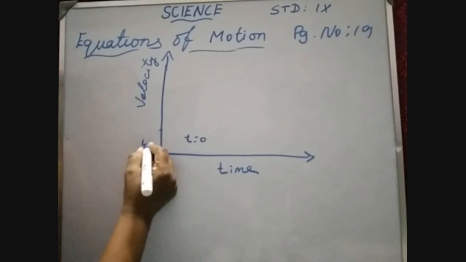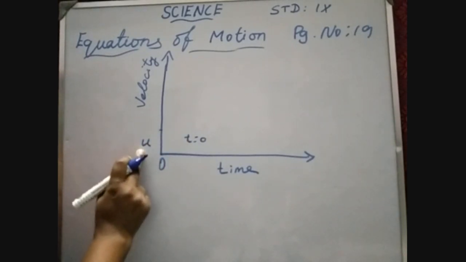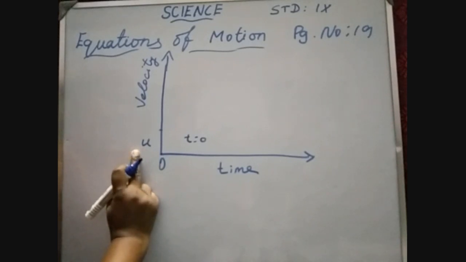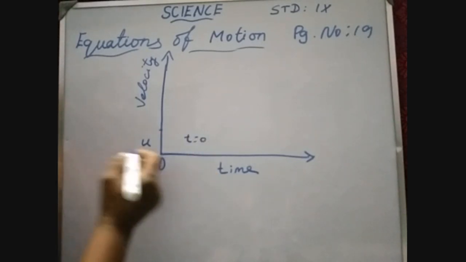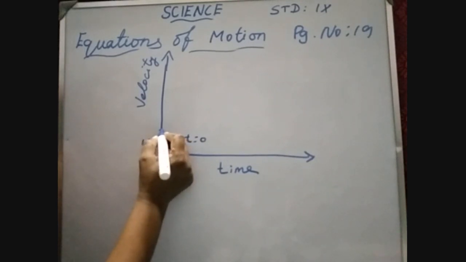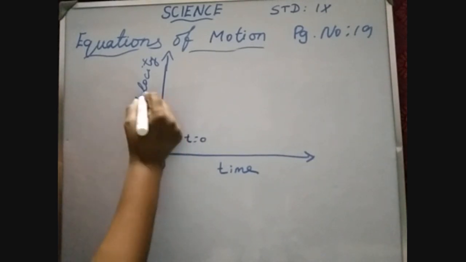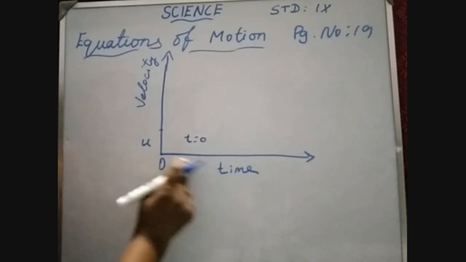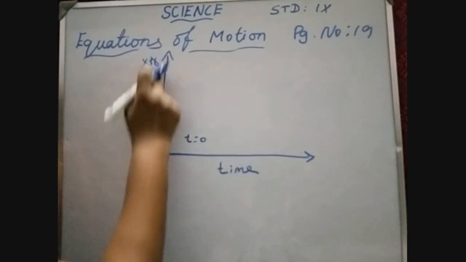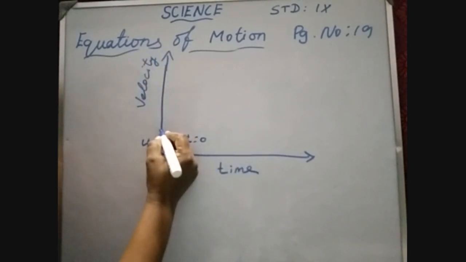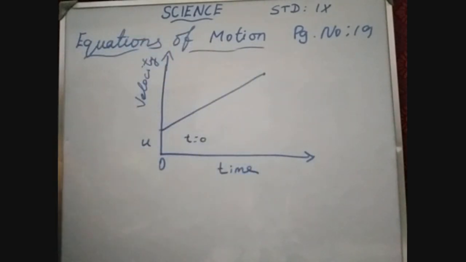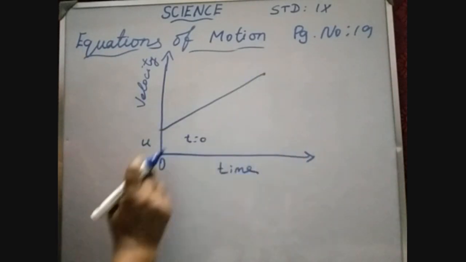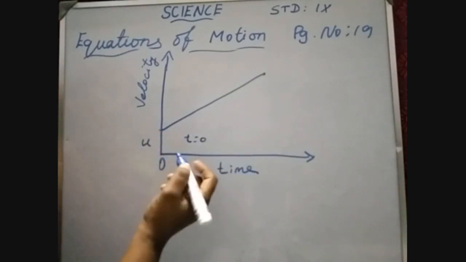So, this one is known as initial velocity u. Initial velocity means the velocity at time t equal to 0. From this point, its velocity increases with respect to time. That means as time increases, velocity also increases. So, it moves in this direction and reaches this point. Now, we are going to find out the distance covered by this object.